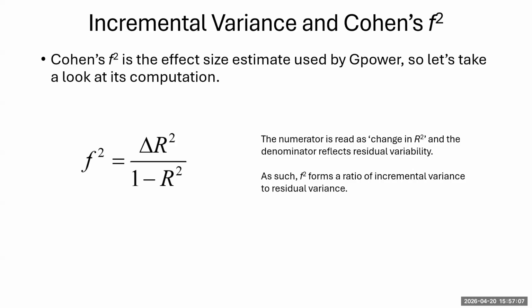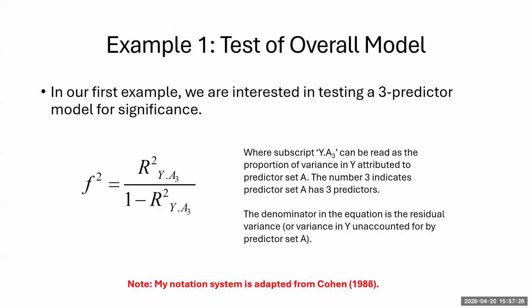So we have some flexibility there. And then the denominator is the residual variability, or the variability left in y after you've taken into consideration the model or the predictors in question. Okay, so F squared forms a ratio of incremental variance to residual variance.